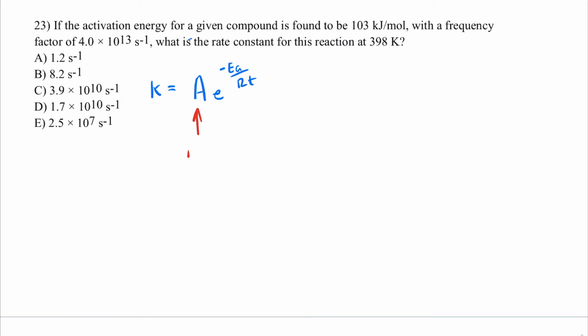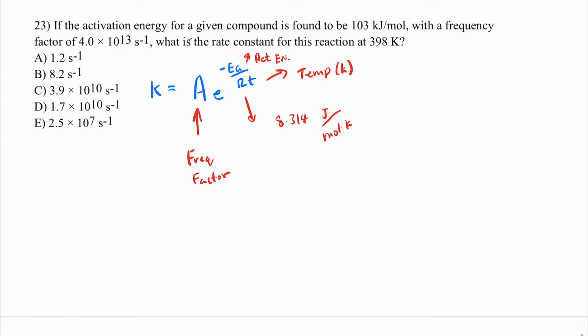So A, we said, was our frequency factor. T is going to be our temperature, in Kelvin. R is going to be the thermodynamic constant, 8.314, in joules per mole Kelvin. And EA is going to be our activation energy. Okay, so we have all of the components of this equation, and now we can solve for it.